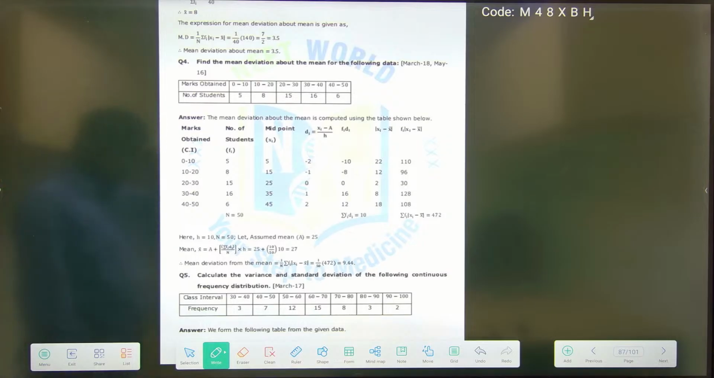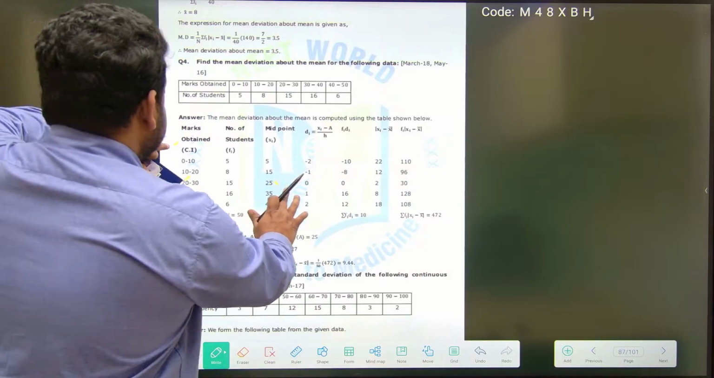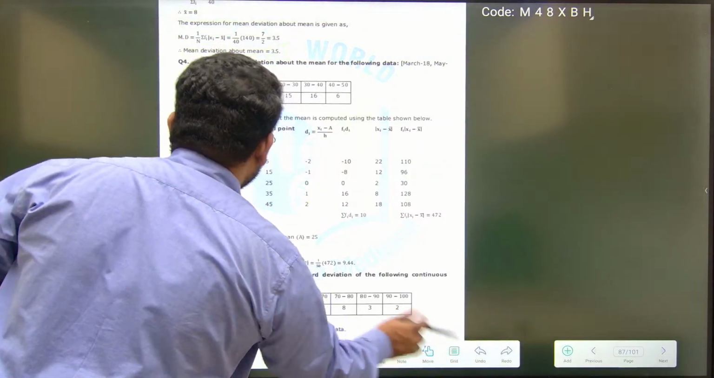Now here you have to understand one thing. This is a little different compared to the other questions. I think here we have to find the mean deviation about the median, or we have to see about the mean itself. Let us see how to solve this question. What is it that they have given? Find the mean deviation about the mean for the following data. This was asked twice, in 2018 and also 2016. So let us take up the question and write the table directly. Just a minute, observe this carefully.